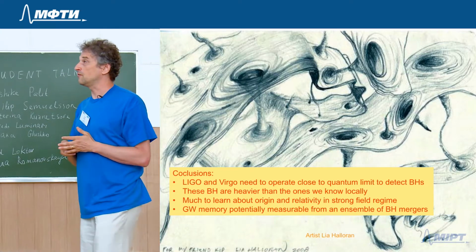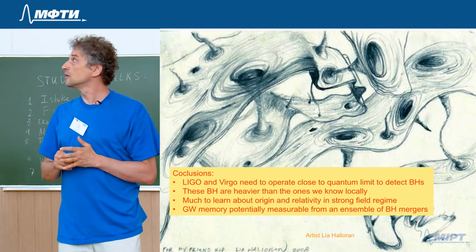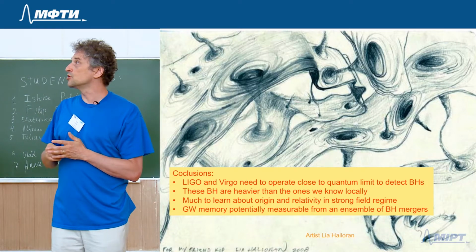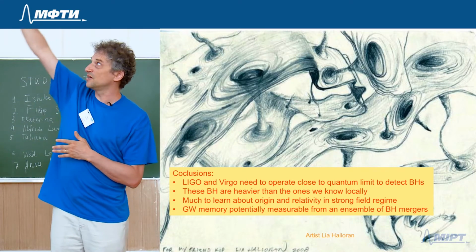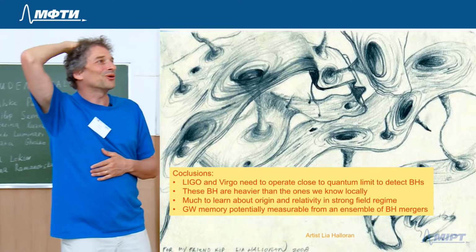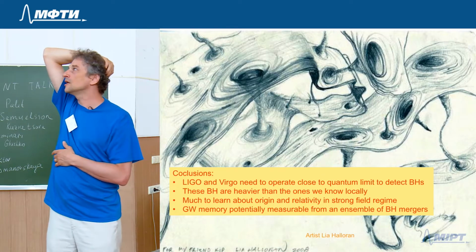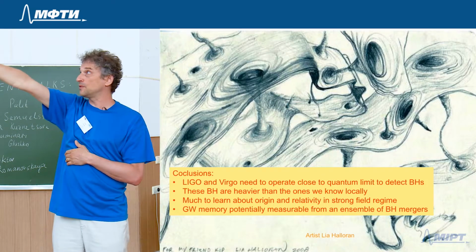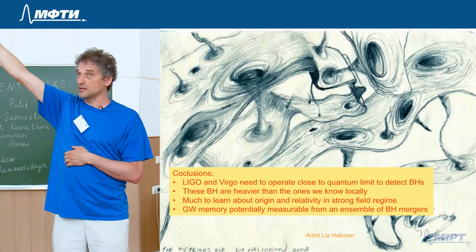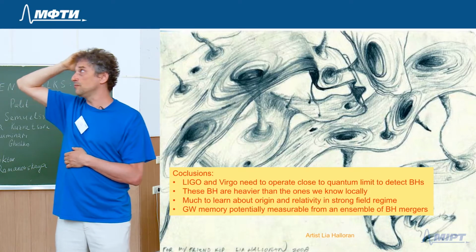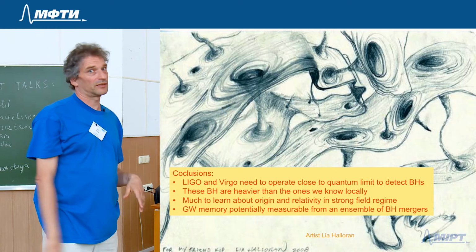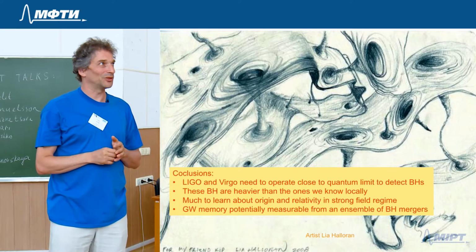I think we have much to learn about the origin of these black holes, and also about relativity in the strong field regime, which is represented by this nice artistic drawing, which has very strongly curved space-time. And as an example, I believe that gravitational wave memory is an interesting thing and potentially measurable from an ensemble of black hole mergers within the next, say, 5 years. Okay, so that's all I have to say.